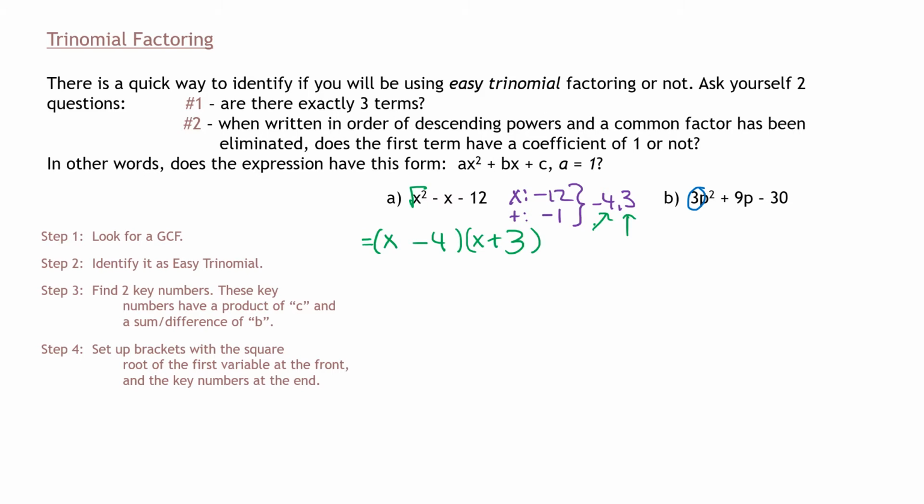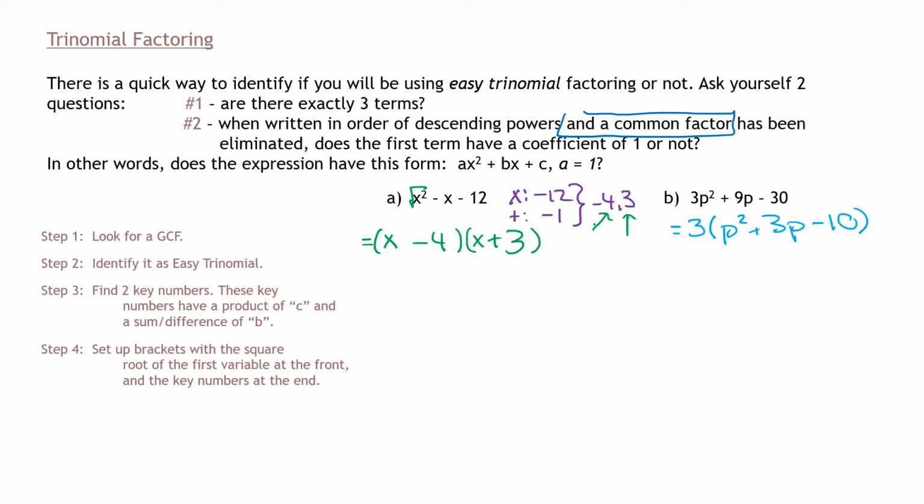So let's go back and look at number 2. It says, and common factor has been eliminated. So do we have a common factor here? And we do. We have a common factor of 3. So let's take that out first. So I'm going to divide a 3, not a p, just a 3. I divide a 3 out. I have p squared plus 3p minus 10.